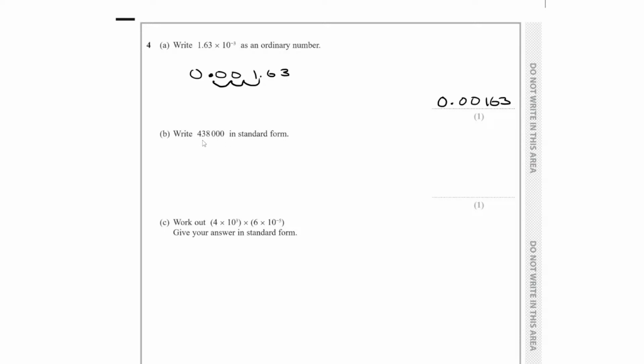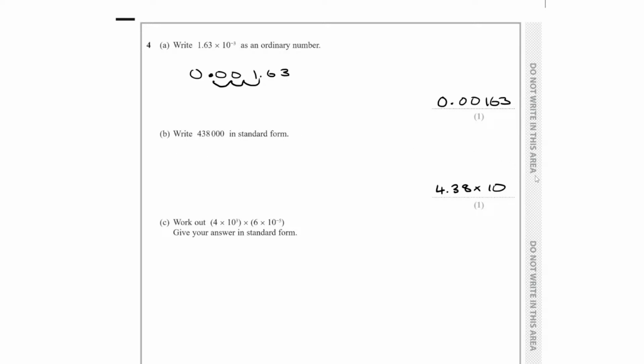And then we've got the opposite. So write 438,000 in standard form. So obviously standard form is a number between 1 and, I say 10, but it's obviously not including 10, right? 1 and 9.999. So that would be 4.38 in this case, wouldn't it? That's between 1 and 10. Obviously times by 10. And then we just need to work out the power.